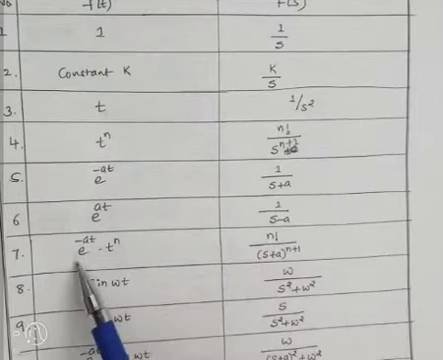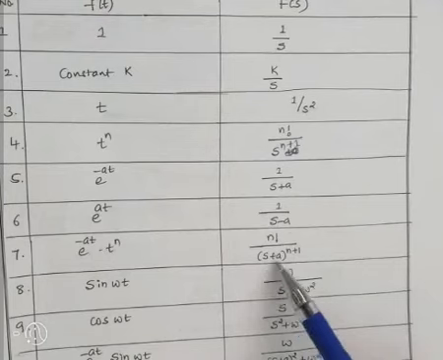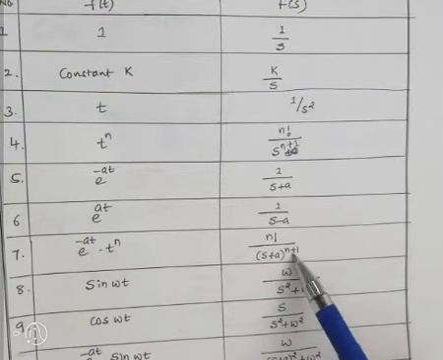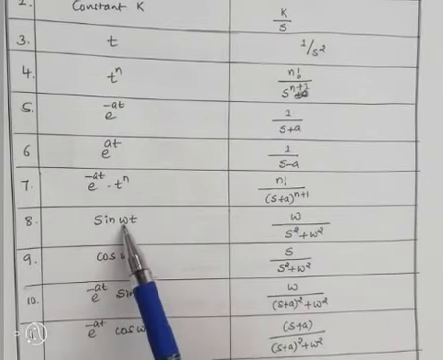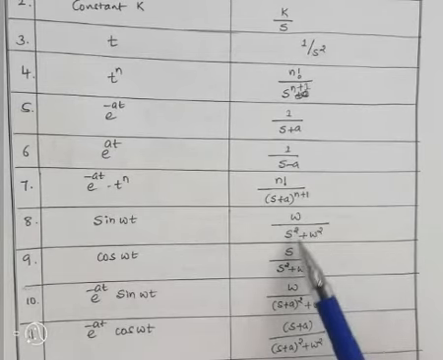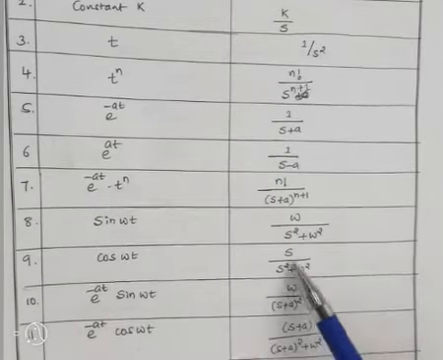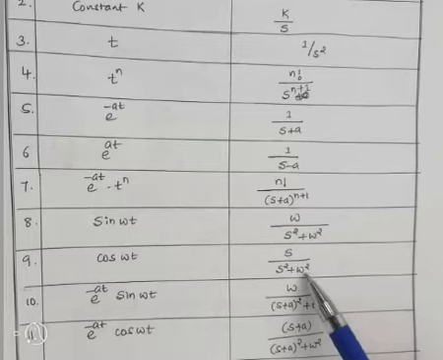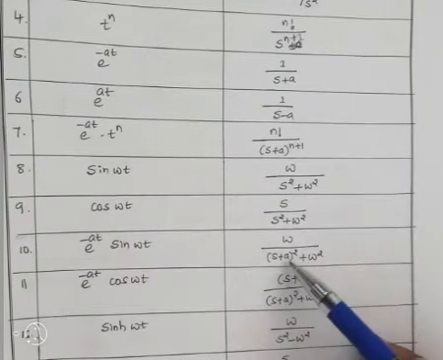E to the power minus at multiplied by t to the power n, then we write n factorial divided by s plus a, the power term is n plus 1. Sine of omega t, see here, we discussed in the previous example. Sine of omega t is omega by s square plus omega square. Cos of omega t, see the previous example, in place of omega, 2 is there. So we write s divided by s square plus omega square, and omega is 2 in the previous example, so 2 square. Similarly, next one, e to the power minus at sine omega t, that is omega divided by (s plus a) square plus omega square.